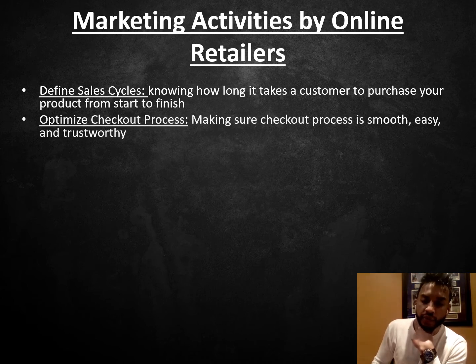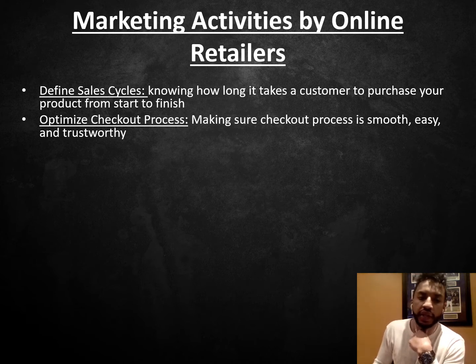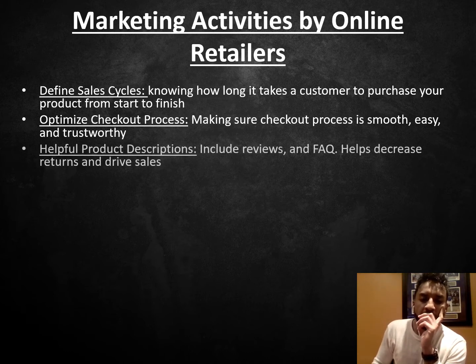This is what companies do, right? These are the activities that they do. Define the sales cycle so they know how long it takes a customer to purchase a product from start to finish. Optimize the checkout process, making sure it is smooth, easy, and trustworthy. Guys, think about Amazon right now. Helpful product descriptions include reviews and FAQ, which helps decrease returns and drive sales. Amazon has that. Amazon has optimized checkout processes.